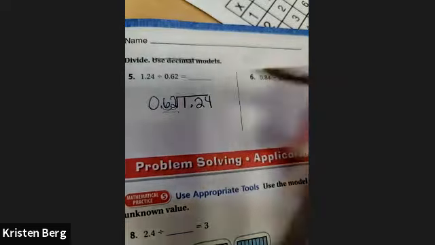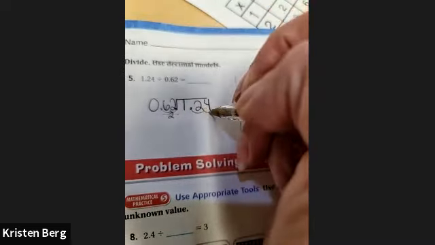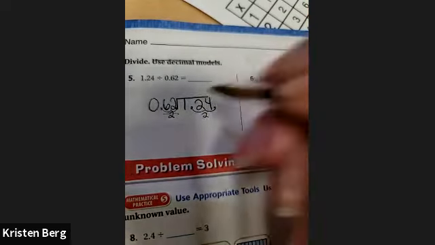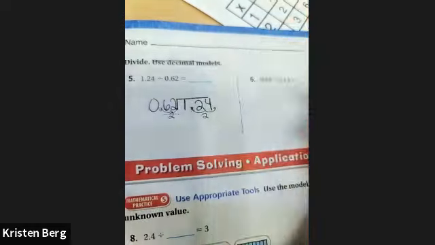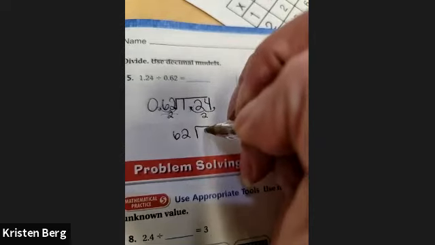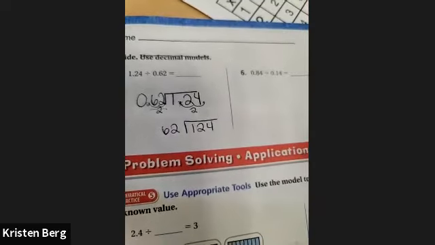I would need to move it to the end. So that would be 2 places. So if I move this one 2 places, I must do the same to the inside, the dividend, and move it 2 places. So therefore my new divisor would be 62, and my new dividend would be 124.